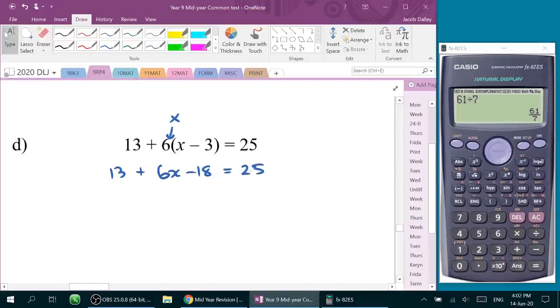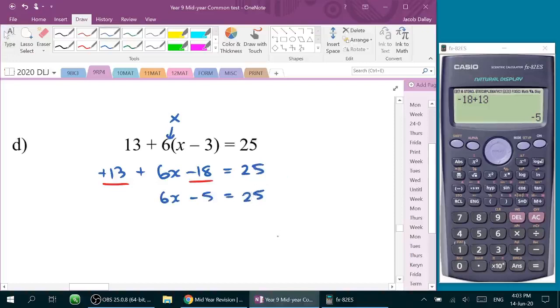Okay. Alright. So what we have is a positive 13 and a negative 18. So those are what we call like terms, because they're all numbers, right? So I'm just going to put those together. You could use your calculator if you're unsure. Negative 18 plus 13 gives us negative 5. So we got negative 5 equals 25.